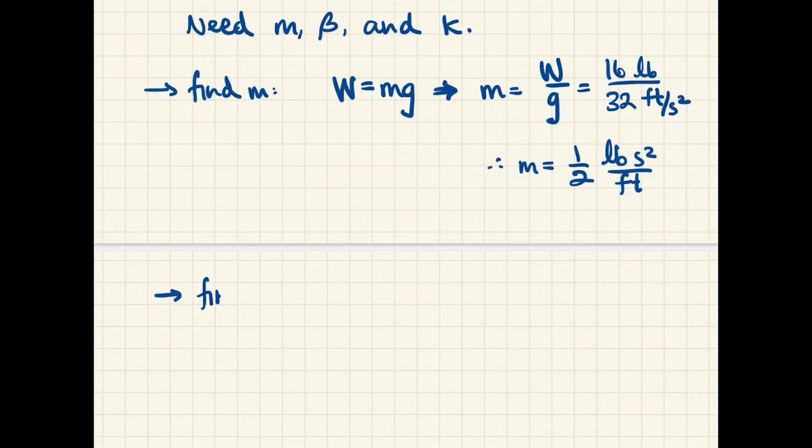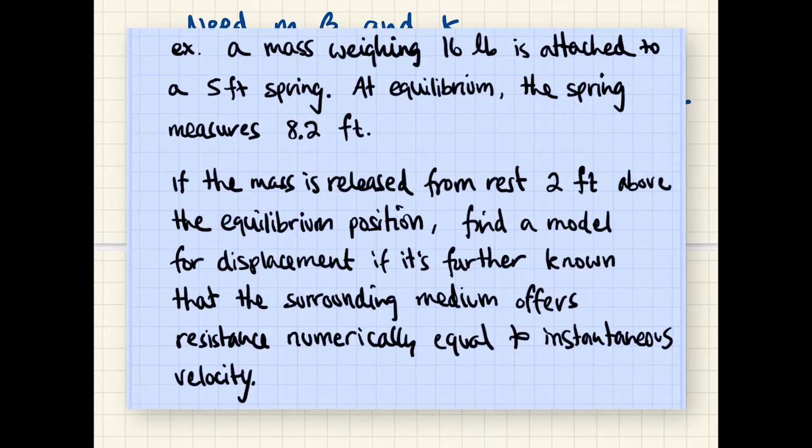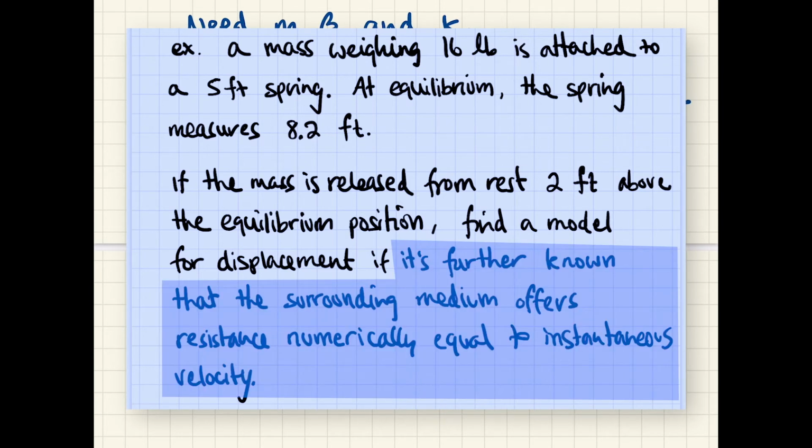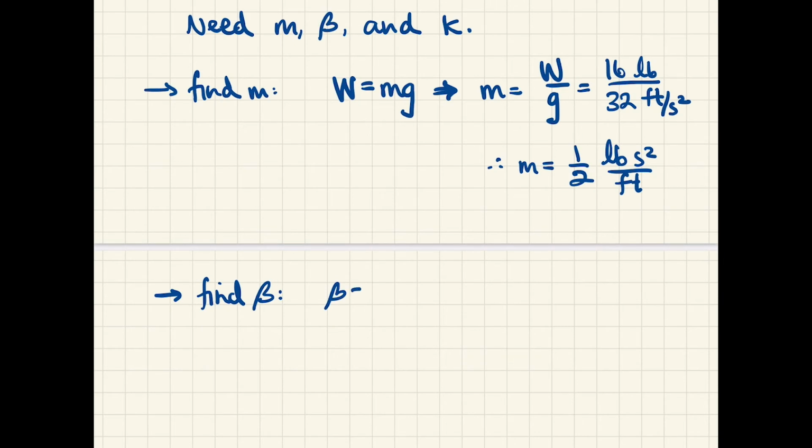All right. Now let's find beta. Well, beta is the constant of proportionality with respect to the resistance of the surrounding medium relative to the instantaneous velocity. Here it says that the surrounding medium offers resistance numerically equal to the instantaneous velocity. So that tells us that this constant of proportionality is equal to simply 1. And finally, we need to find k.